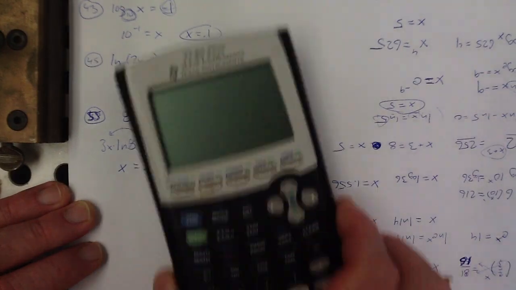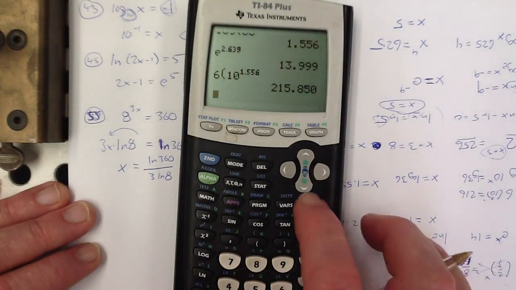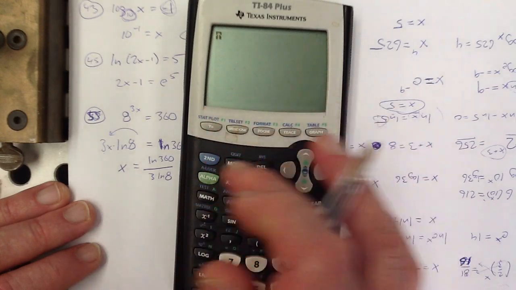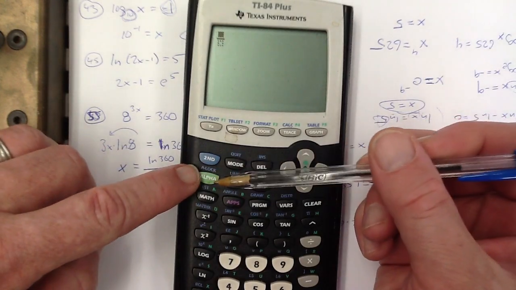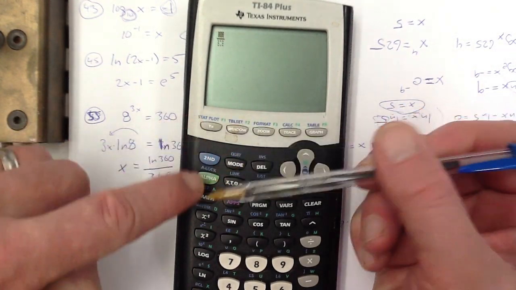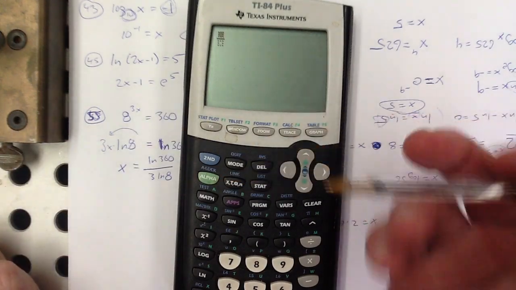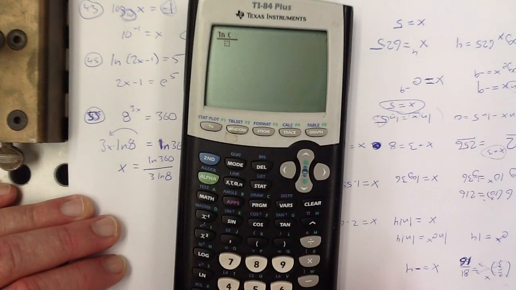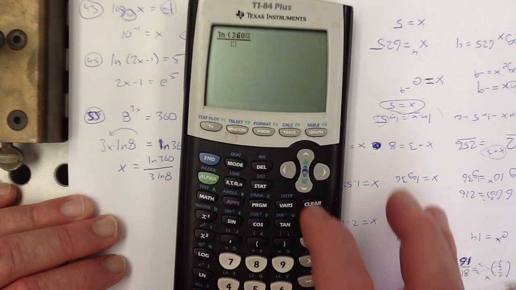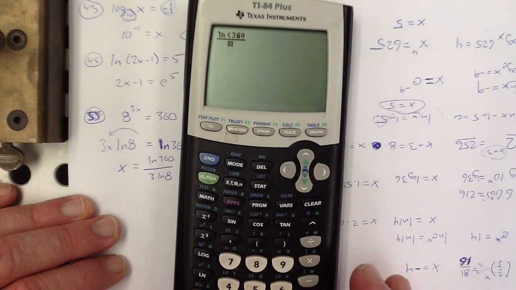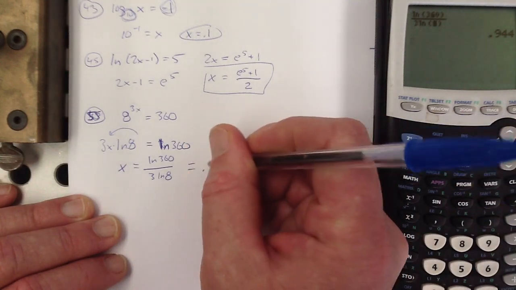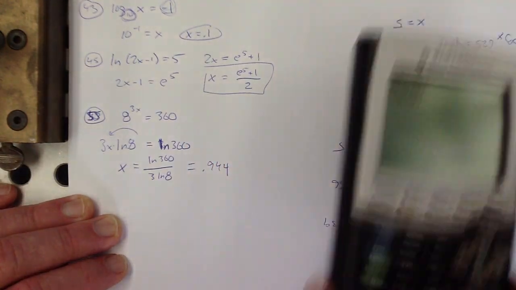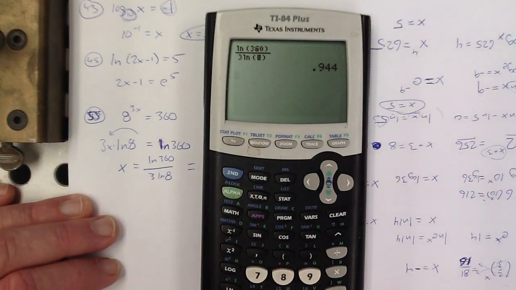And then when I put that in my calculator, I've got to be careful. I'm going to use the little fraction feature. Remember, you get into that by doing alpha, getting into the F1 menu. So green alpha key and then y equals. And now I'm just going to enter it just like I have there. Natural log 360 over 3 natural log 8. And I'll check some answers as we go through these.